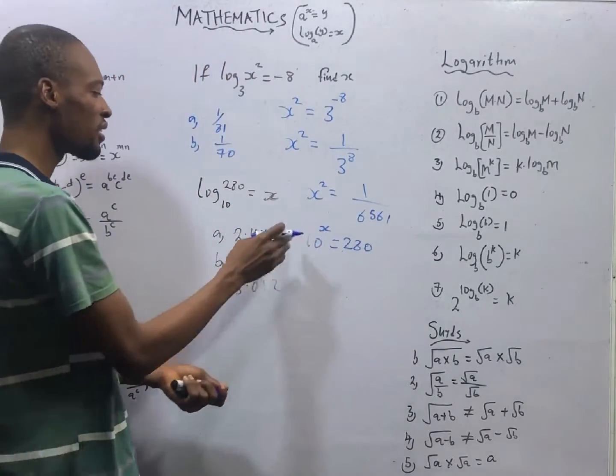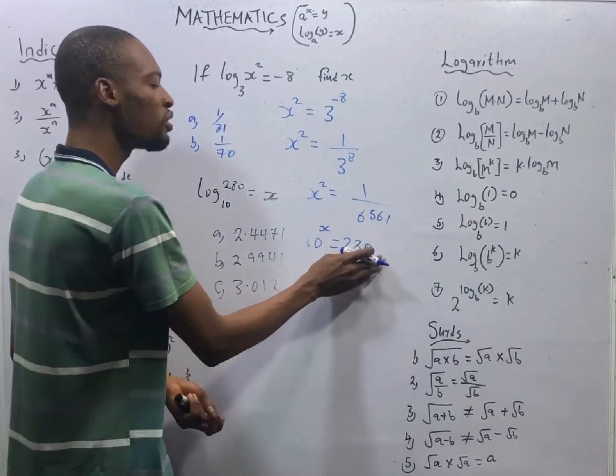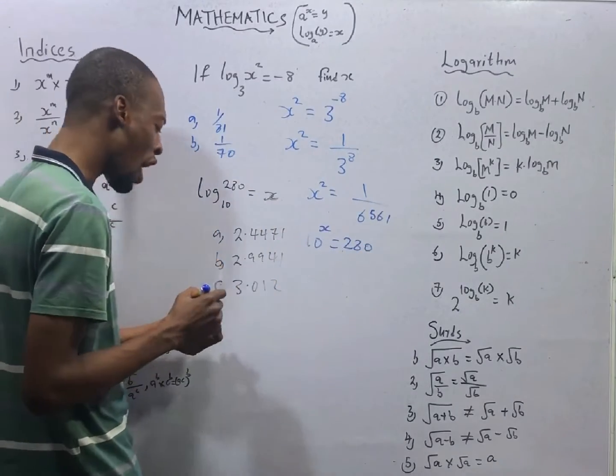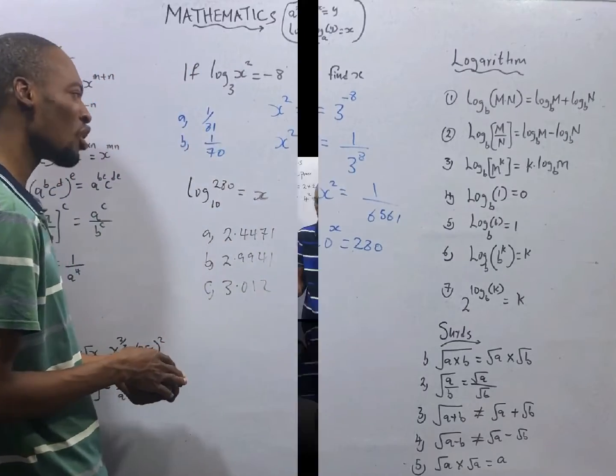Then you press your calculator. 10 raised to the power of which of the options will give you 280? Any one that gives you 280 or approximately 280 is the correct option.